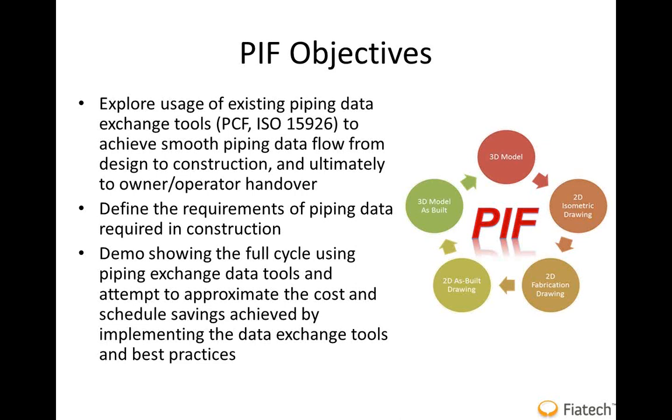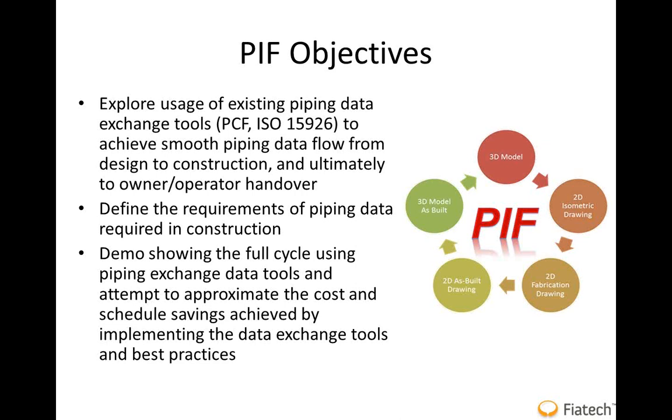So consequently, we have found that there are some missing parts in order to achieve this full cycle. And we decided to fill in those gaps so that we make sure that this cycle is done. And this is where the idea came that we want to define the requirement of piping data required in construction. Now, for us to be able to show the importance of this information, we also decided to put a demo, which was basically presented in the FIATEC meeting. And this demo shows that such data exchange is really achievable.